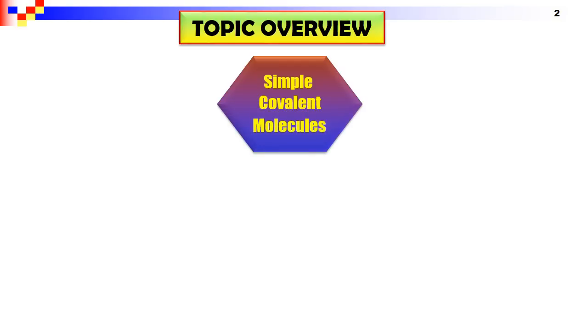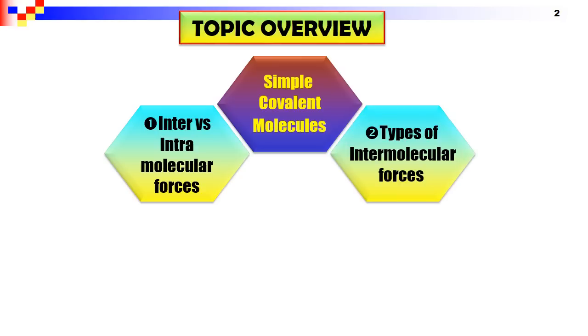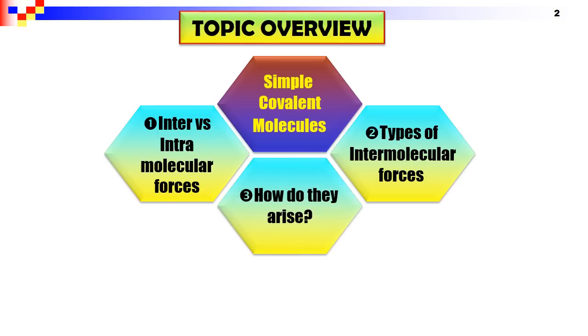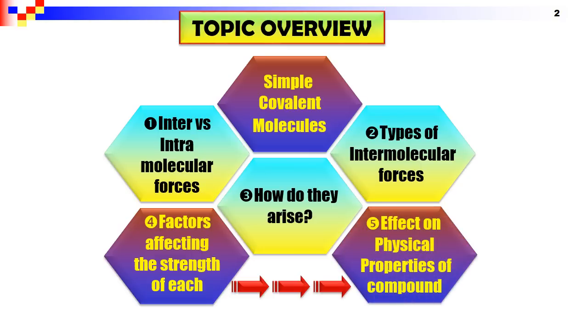When we talk about intermolecular forces, our main focus is on simple covalent molecules because intermolecular forces are found between this type of molecules. In the first part of this topic, I will illustrate the difference between inter and intramolecular forces. Next, I will introduce the types of intermolecular forces, followed by explanation on how the forces arise. Then we'll move on to factors affecting the strength of each force. And lastly, the effect of intermolecular forces on physical properties of compounds.